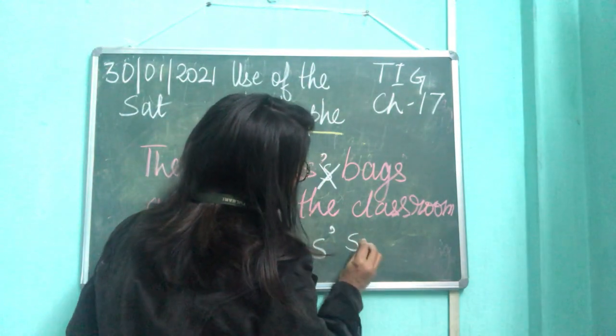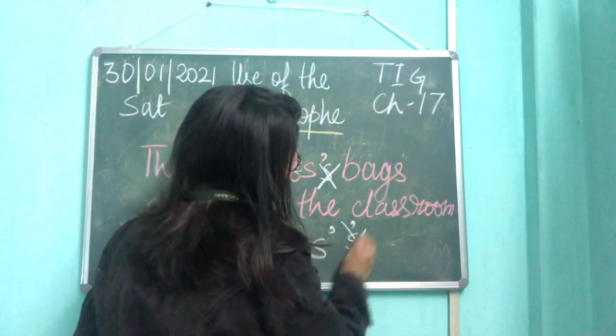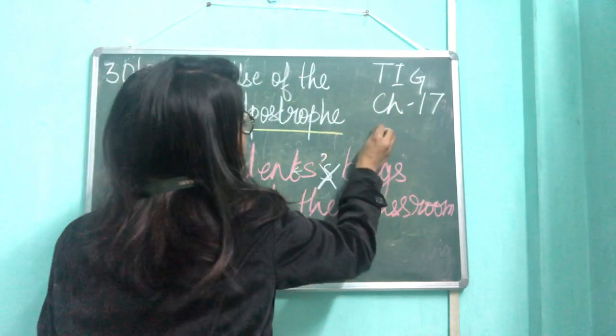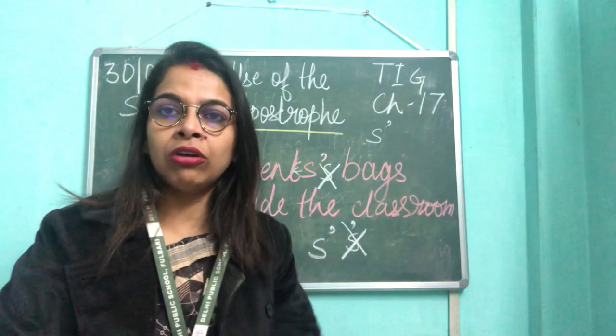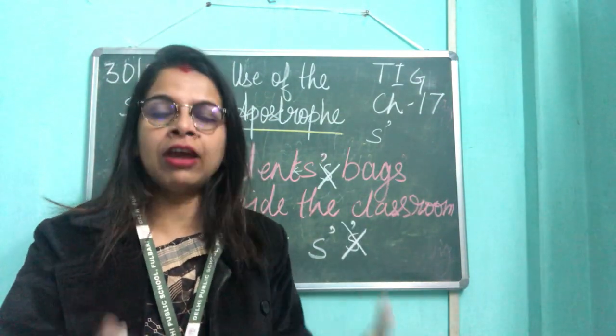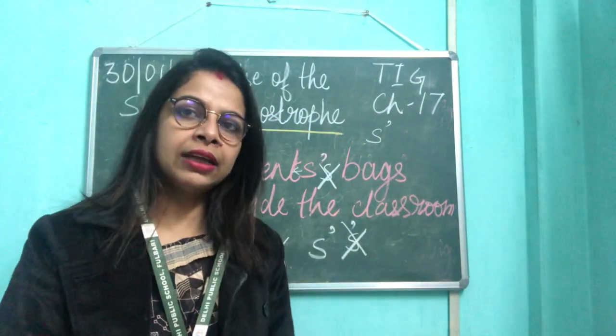A little far away from the S. Some of you might write it here. So this is also wrong. Your apostrophe has to be like this. Please note this, children. Go through the audio visual again and again if you are having a problem.